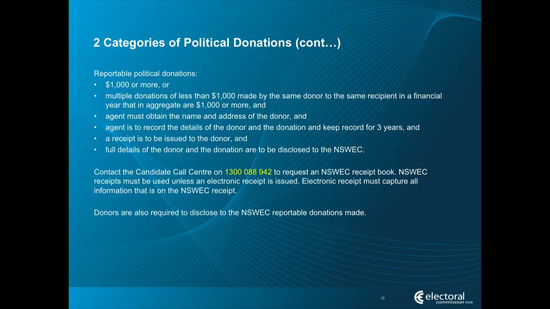The second category of political donations are reportable political donations. They are $1,000 or more, or multiple donations of less than $1,000 made by the same donor to the same recipient in a financial year that in aggregate are $1,000 or more. In these cases, the agent must obtain the name and address of the donor, and the agent is to record the details of the donor and the donation and keep the record for 3 years, and a receipt is to be issued to the donor. The full details of the donor and the donation must be disclosed to the New South Wales Electoral Commission.